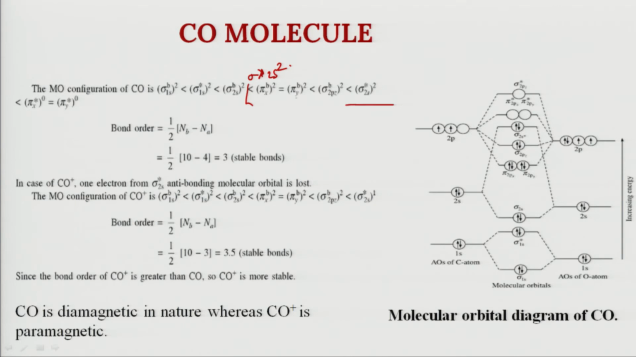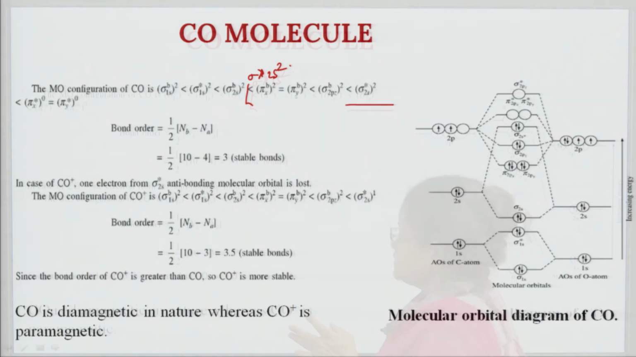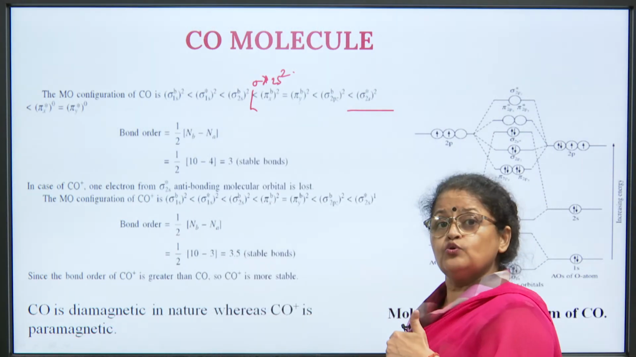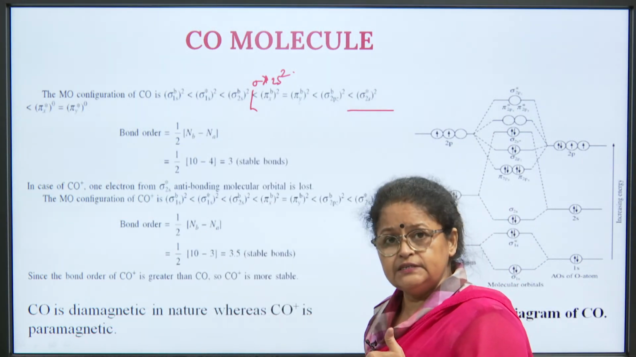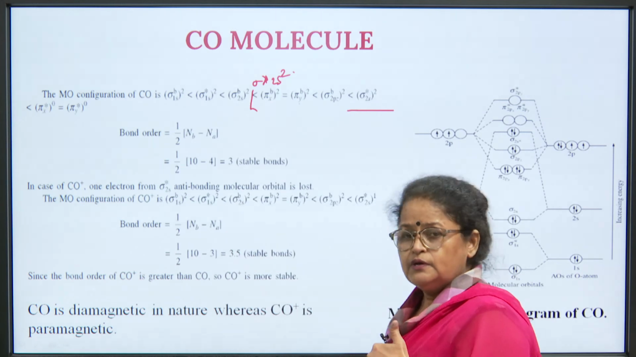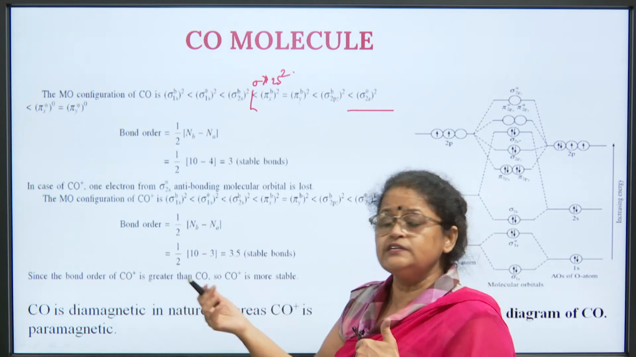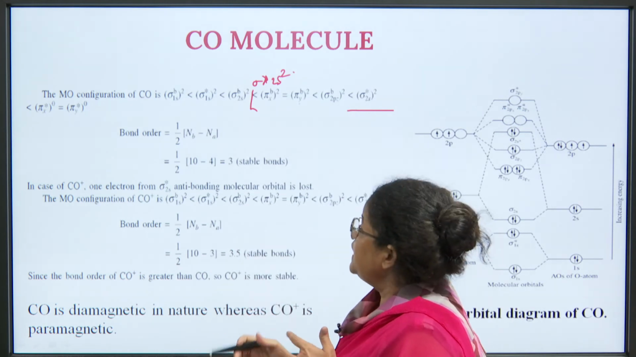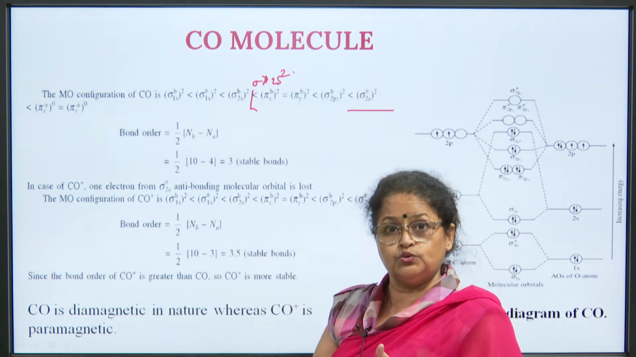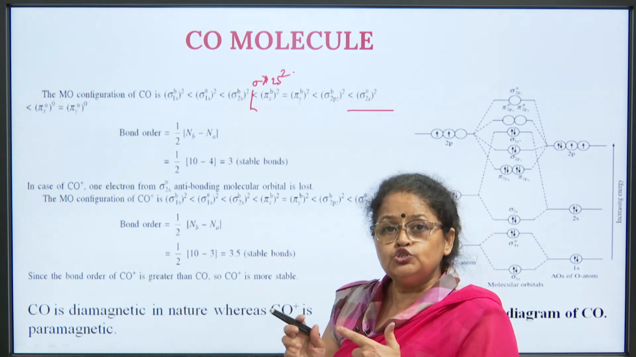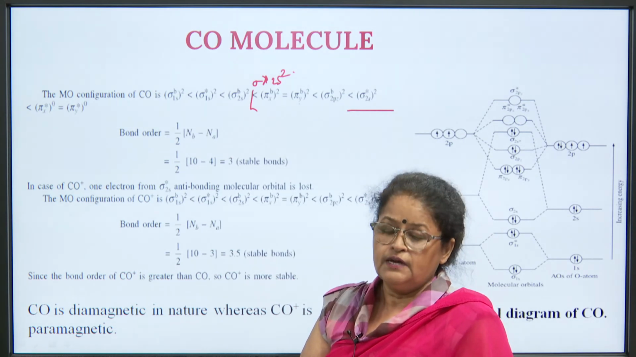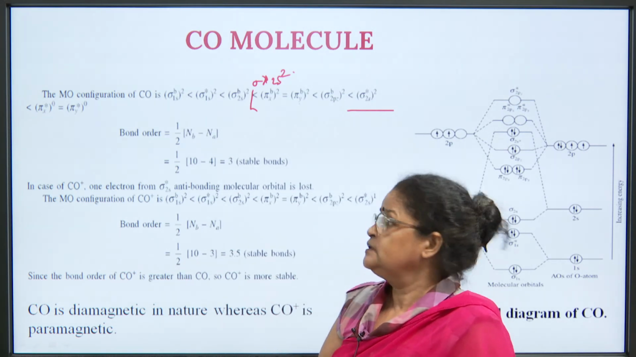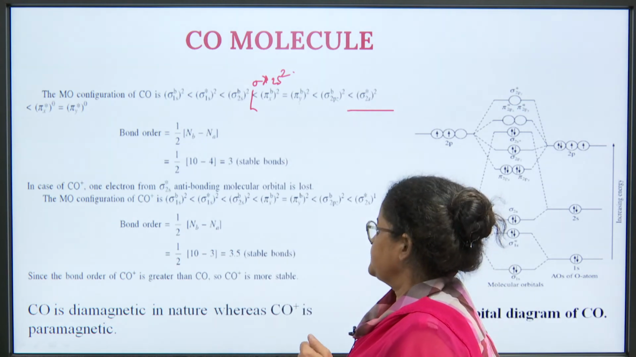And of course, we can calculate its bond order, which would come as 3. But the problem arose when we studied the CO plus molecule. When we went ahead to study the CO plus molecule, it was observed that the CO plus molecule has a shorter bond length compared to CO.